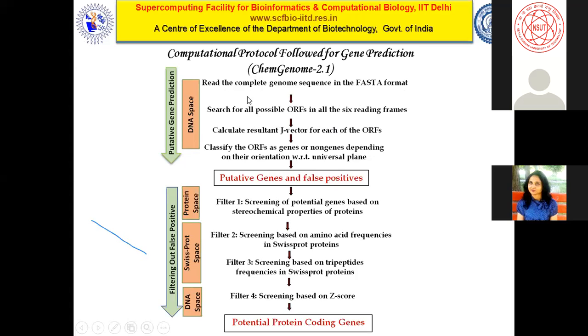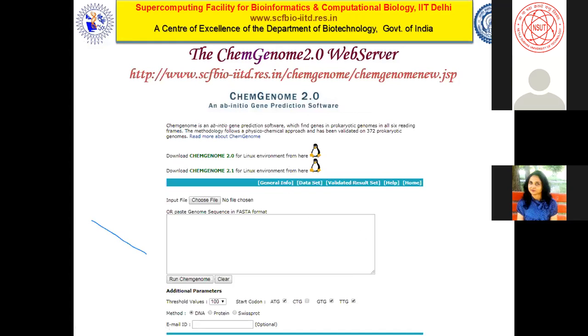Writing the software is easy. Read the genome, 6 reading frames, and so on. Then look at these 2 reading frames, find the resultant vector, and see whether it's above the plane or below the plane. If it's above the plane, call it a gene, and you can put some additional filters to remove false positives. That's the ChemGenome software. Of course, you don't have to write it these days, as ChemGenome is already available. All you do is cut and paste the sequence from NCBI into this box and submit. Click the button, and if you give an email, the answers will come to you. Otherwise, you have to look for your job ID and look for the answer. That's how it works.